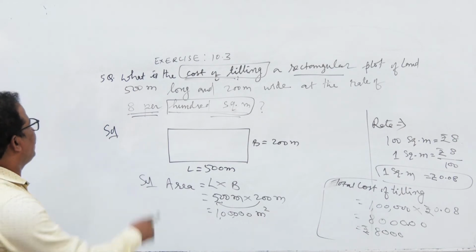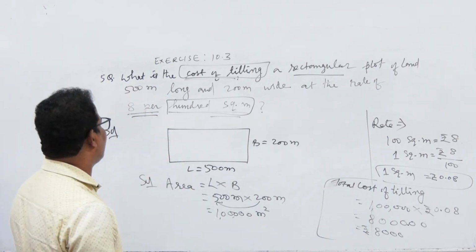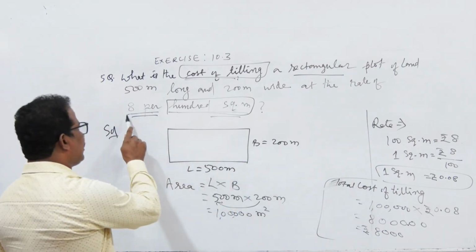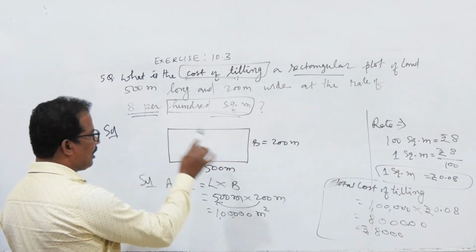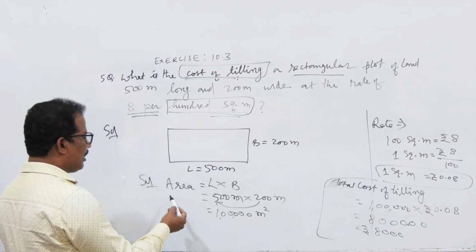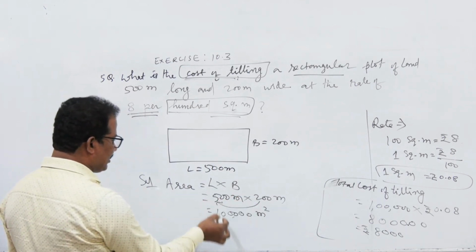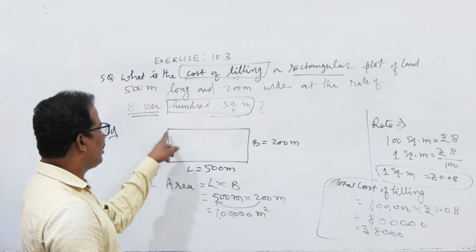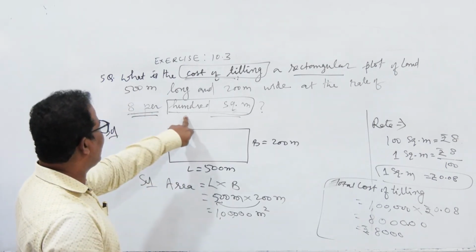Understand? Again you see the question. What is the cost of tilling a rectangular plot of land whose length is 500 meter and the width, that is breadth, 200 meter, at the rate of 8 rupees for how much? 100 square meter. So for that we drew a rectangular plot whose length is 500 meter, breadth is 200 meter. First we found the area of this rectangular plot, that is 500 into 200, 2 5s are 10 and 4 zeros added, it will be equal to 1 lakh square meters. The total area of this plot is 1 lakh square meters.